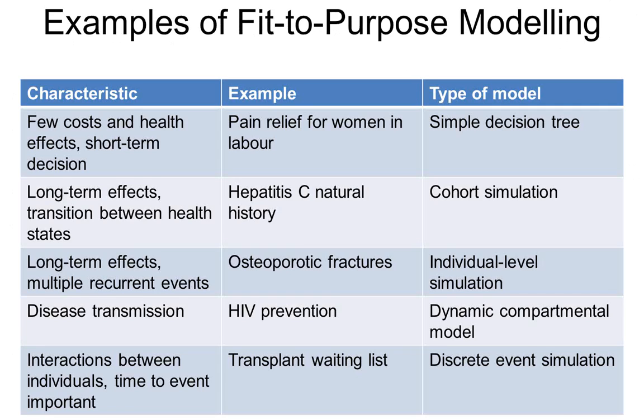And then we might also have interactions between individuals where the time to event is important. So we might think, for example, about a transplant waiting list, where somebody who gets on the waiting list and takes the next available organ might have an effect on the next person who's in line in terms of the availability of organs for them. So in that case, we would look to something like a discrete event simulation.